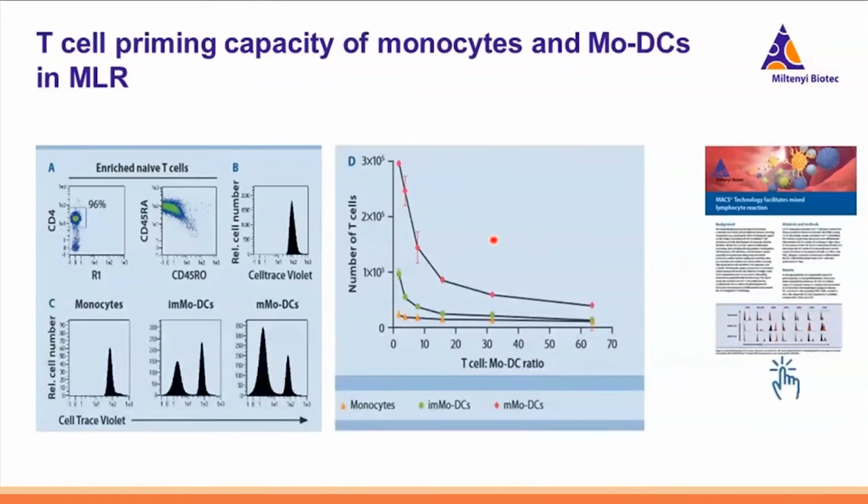Now, this is a result of the MLR assay showing flow cytometry analysis of enriched naive T cells co-cultured with monocytes or dendritic cells on the left, and on the right, T cell proliferation in different co-cultures is indicated. I included here a direct link to the PDF file that includes the MLR assay data in case you would like to have a look at it.